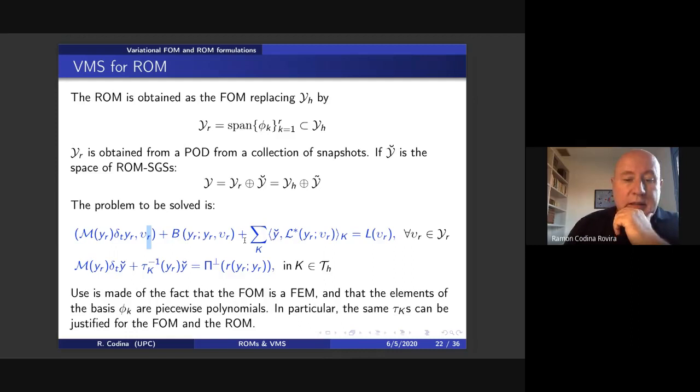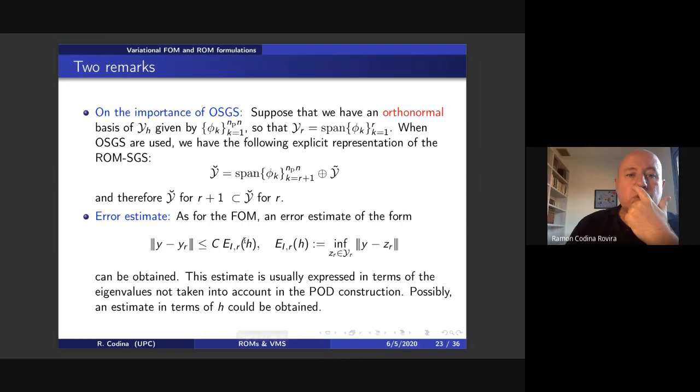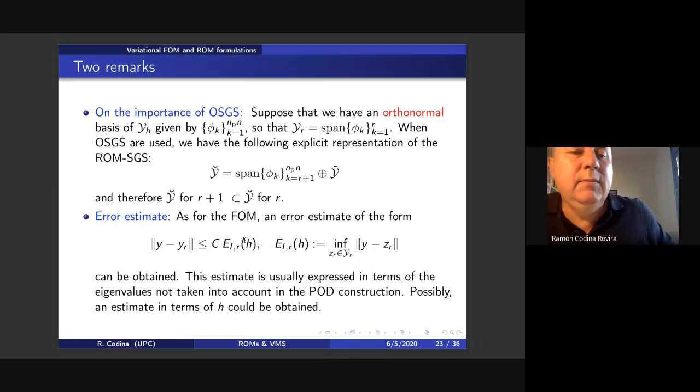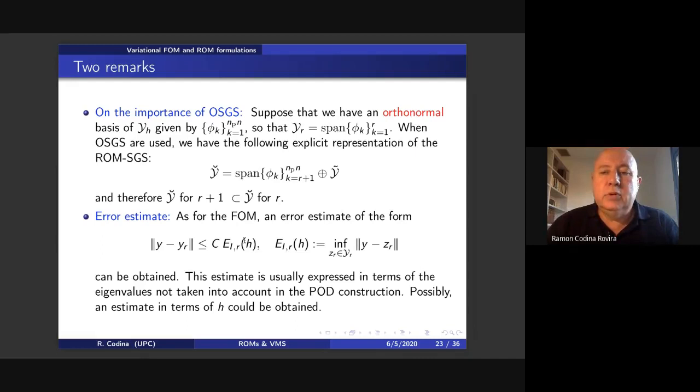Use the same, okay? So two remarks. The first remark is about the importance of using orthogonal subgrid scales. More than importance, it is to highlight how natural they are in the context of reduced order models. And the idea is very simple. If you want to characterize the space of subgrid scales for the ROM, you have exactly this expression. It's as simple as that.